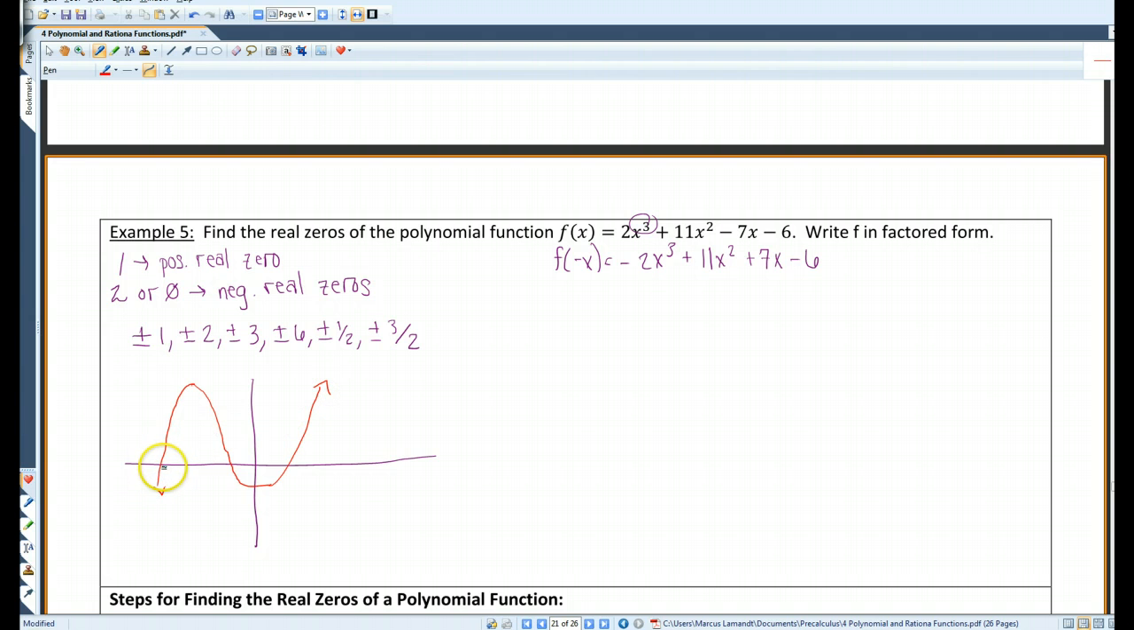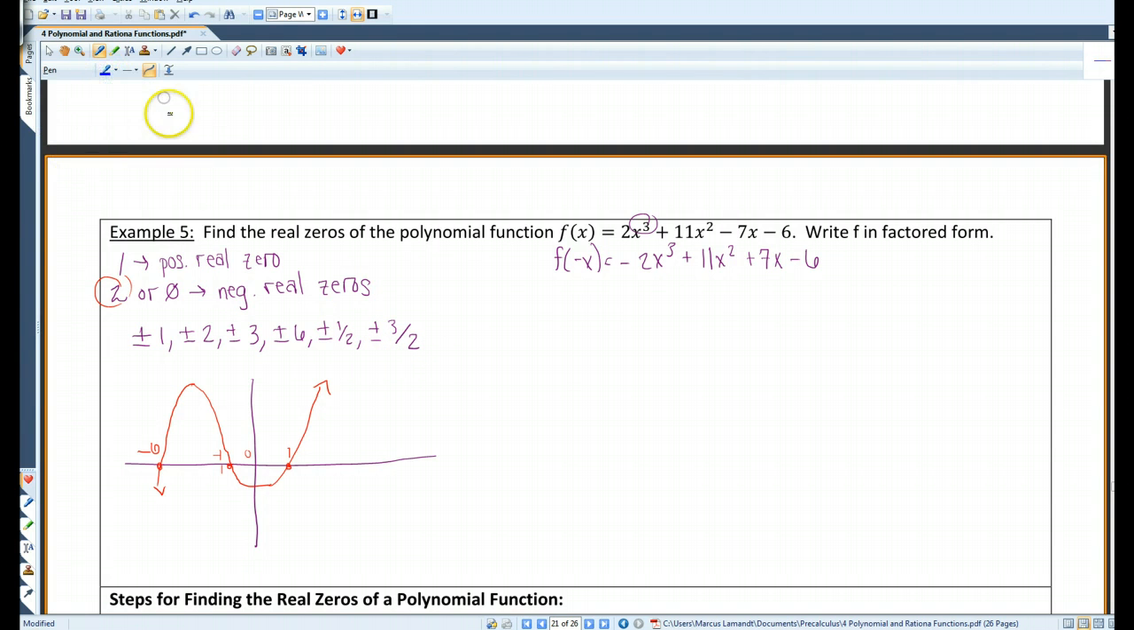Alright, so if you look at this, there are 3 zeros. 1 here, 1 here, 1 here. There's 1 positive real zero and 2 negative real zeros. If you look in the window, you will notice that this one is pretty close to negative 6. This one is somewhere between negative 1 and 0. And this one is very close to 1. So, from our list of potential rational zeros, we will test negative 6 to determine if it is 0.